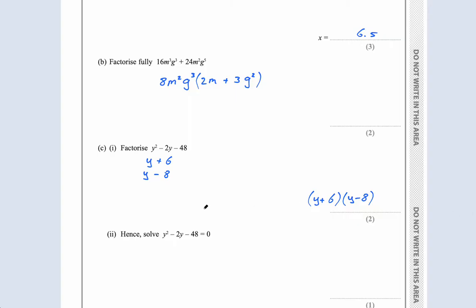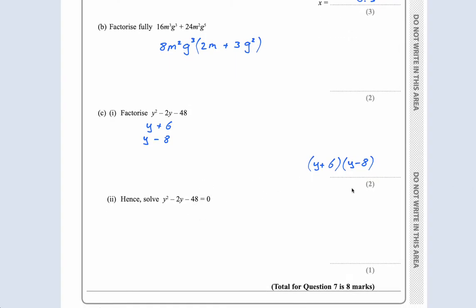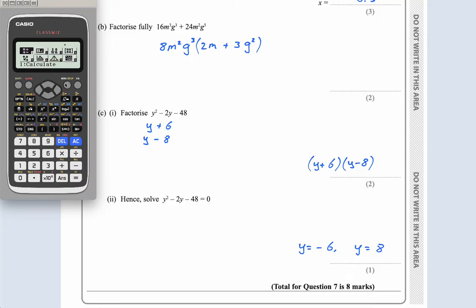And then it says, hence solve this. Well, then the answers are, and it's only 1 mark, the solution is y equals negative 6 and y equals 8. Now remember, you can do this on your calculator, guys, so there's zero excuse for getting the last part right. Go to polynomial, degree 2, 1, because it's 1y squared, negative 2, and negative 48 gives me 8 and negative 6. There's my 8 and negative 6.